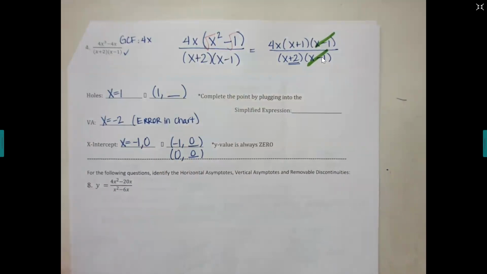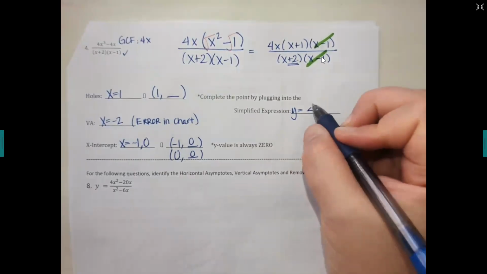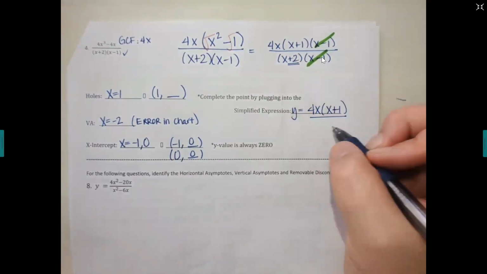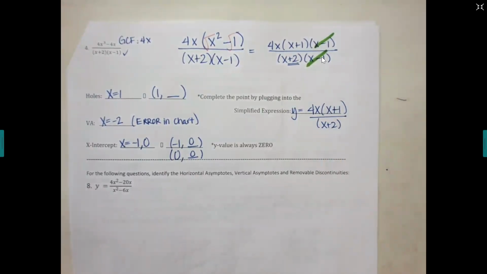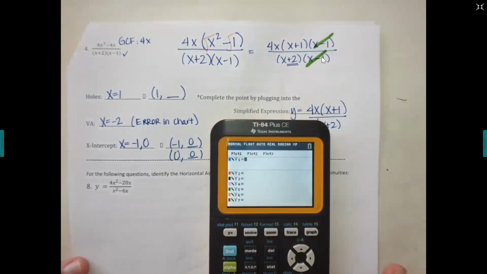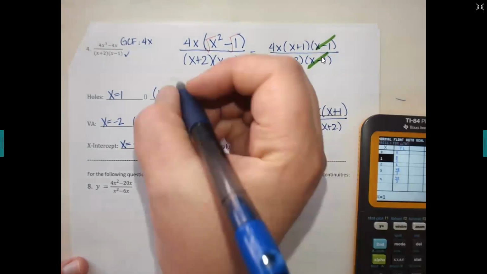What will I type into my calculator to find the rest of the hole? What was left on top? 4x, x plus 1. You do have to put the parentheses. And then on bottom, I had an x plus 2. So if you'll look up that y value for the hole. Okay, we're doing y equals alpha x. 4x, x plus 1, x plus 2. Second graph. One's partner is, do you get 8/3? Perfect.